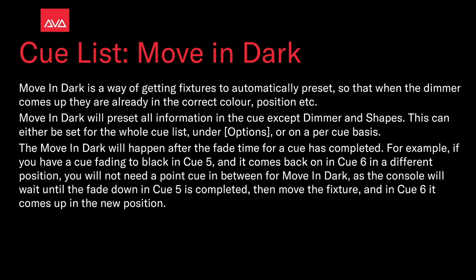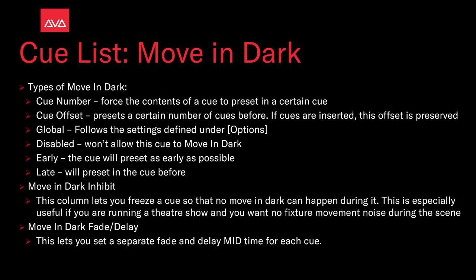Move and dark will happen after the fade time for the queue has completed. For example, if you have a queue fading to black in Q5 and it comes back on in Q6 in a different position, you will not need a point queue in between for move and dark, as the console will wait until the fade down in Q5 is completed and then move the fixture, and in Q6 it comes up in the new position.